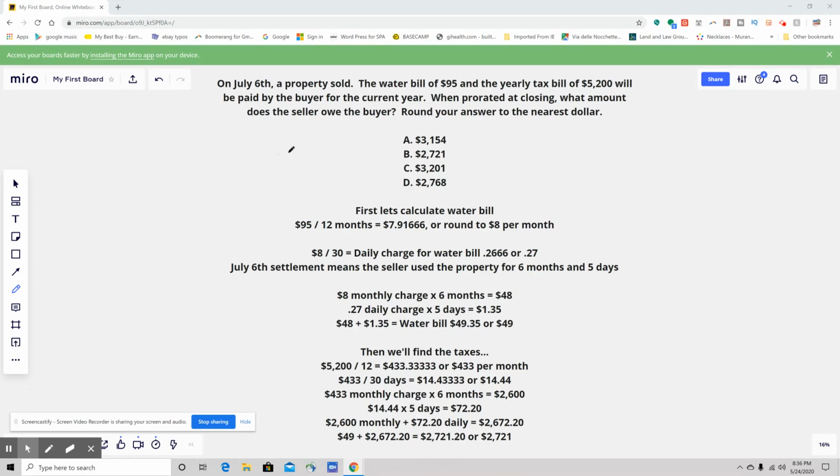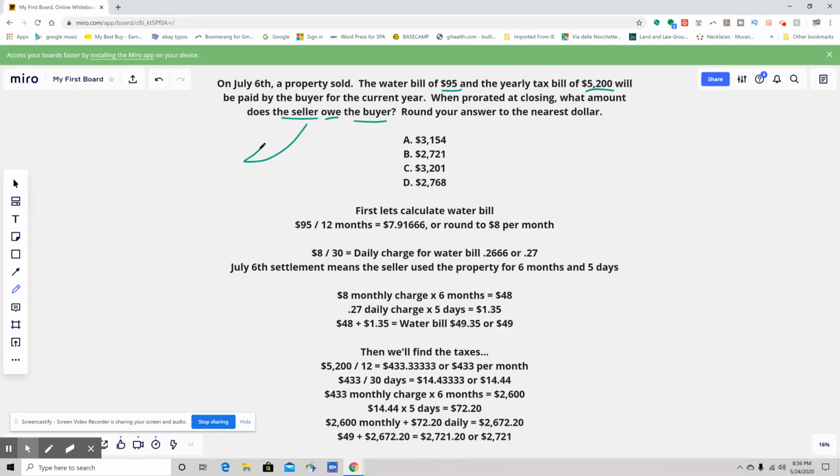On July 6th, the property sold. The water bill of $95 and the yearly tax bill of $5,200 will be paid by the buyer for the current year. When prorated at closing, what amount does the seller owe the buyer?